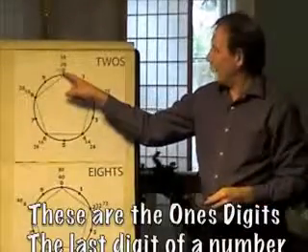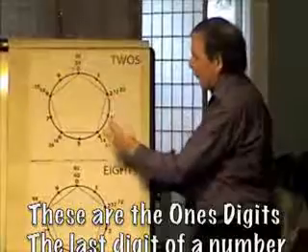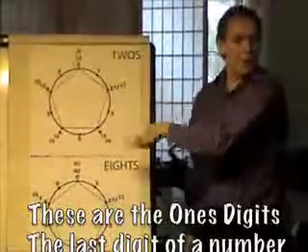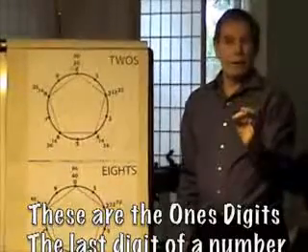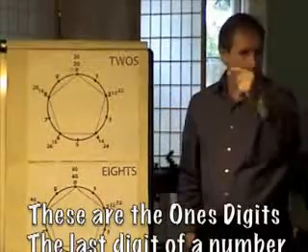This is a number wheel. It just goes around from 0 to 1, 2, 3, 4, 5, 6, 7, 8, 9, and back to 0. And it just goes around. So it's like the one-digit numbers. That's all you're looking at. It's like the odometer, one wheel of an odometer.